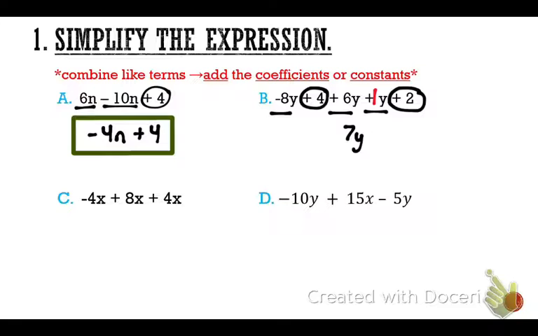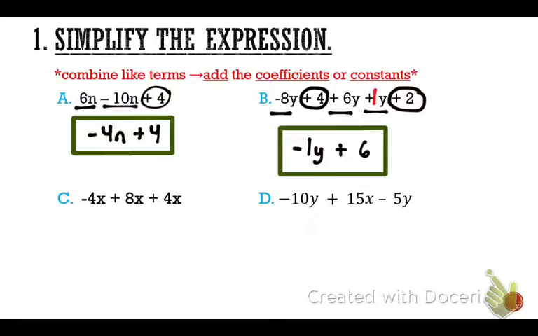And I still have this one right here, negative 8y. Zion, what is negative 8y plus 7y? Negative 1y is correct. Now we still need to combine the constants. If you were to combine those two constants, Zion, what do you get? Positive 6, okay, or plus 6. Can I combine those two terms together? No, they are not like terms, so that is my final answer.